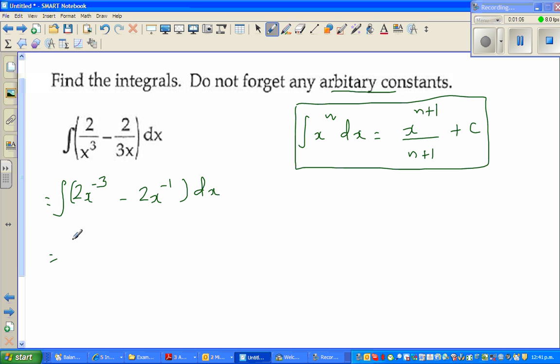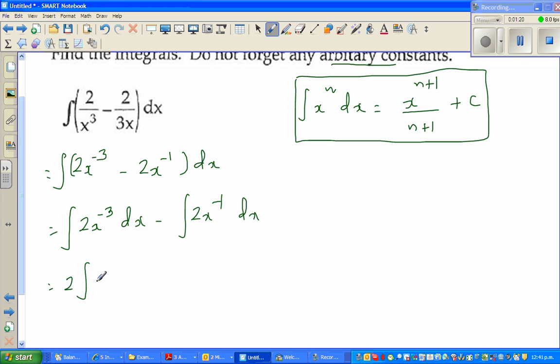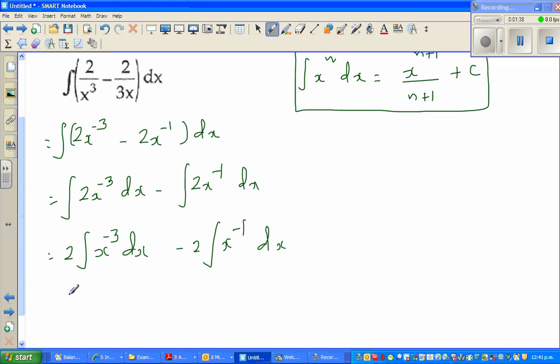So this is the same as the integration of 2x to the power minus 3 dx minus the integration of 2x to the power negative 1 dx. So let me factor out the 2. So 2 integration of x to the power minus 3 dx minus 2. You could have factored out 2 completely, but it doesn't matter. So 2 integration of x to the power negative 1 dx. So this is 2 times, using this rule, you have to increase the power by 1. So I'll write that down. So x to the power minus 3 plus 1 over minus 3 plus 1, minus 2 times x to the power.